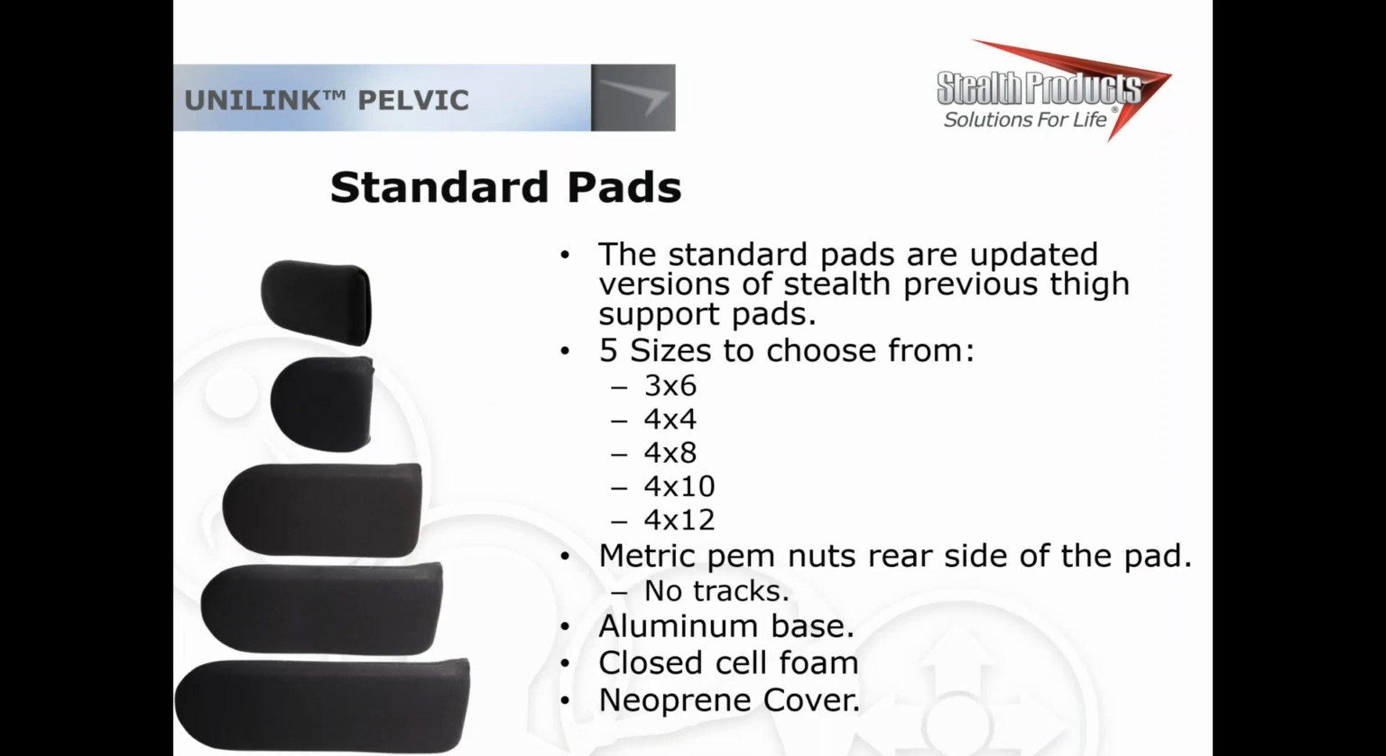Standard pads are going to receive an upgrade as well. These are the current thigh support pads that we've sold for years. They're going to be flat. We'll have 5 sizes to choose from that we've targeted, a 3x6 up to your 4x12. What's going to change is they're going to use metric PIM nuts, and there's no tracks on these. So changing to a metric PIM nut, we're changing the hole spacing as well of those PIMs so that it's specific to Unilink. It'll still be an aluminum base, closed cell foam, and a neoprene cover.